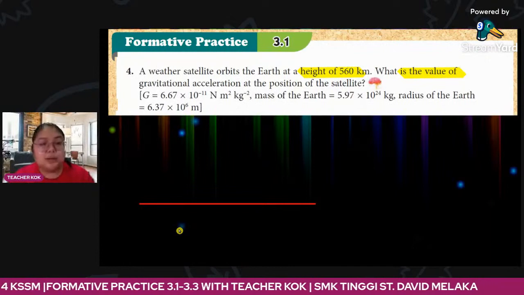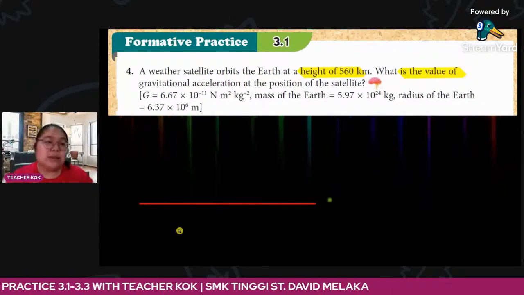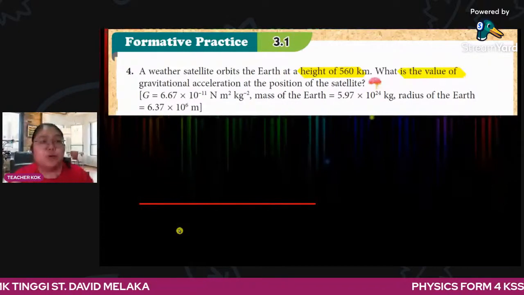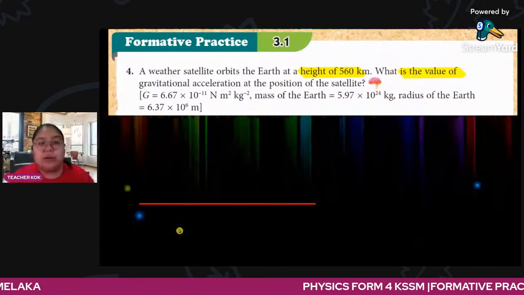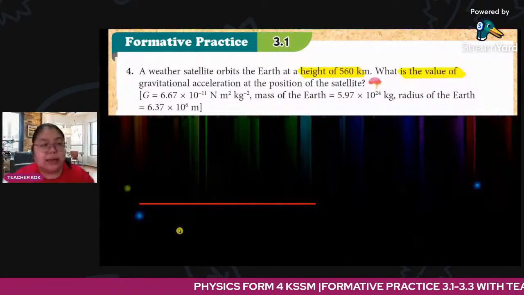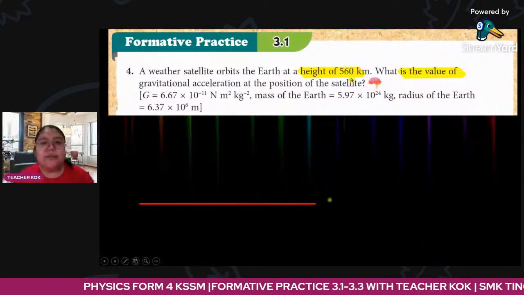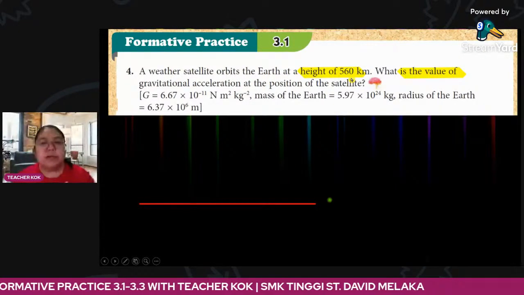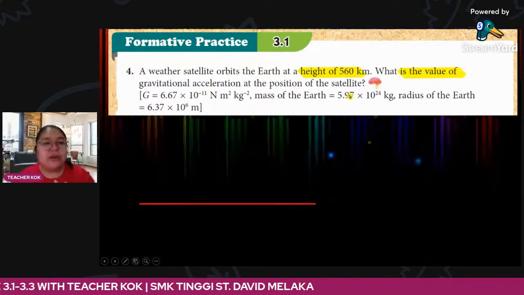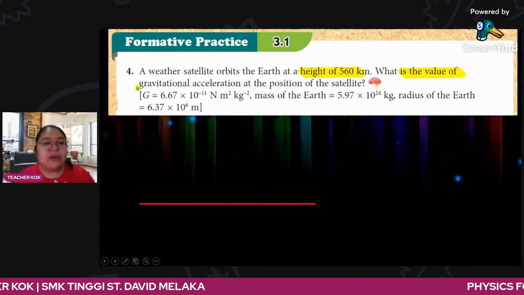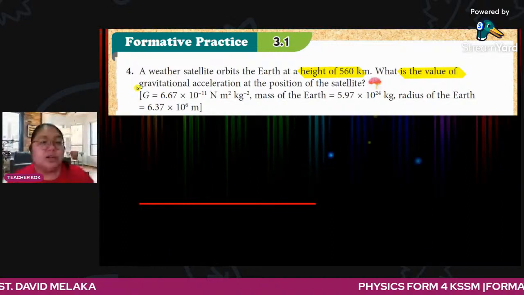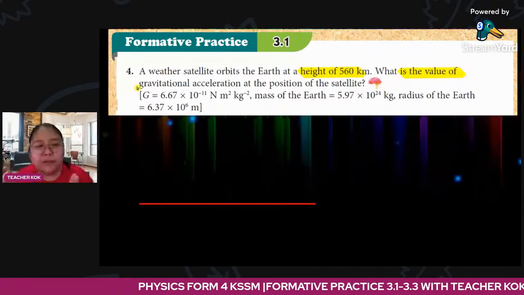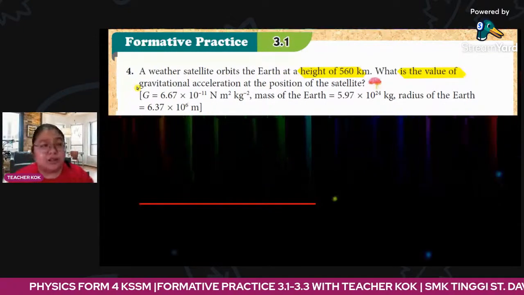Number 4, you see the weather satellite. When you see a satellite, you must be careful because you need to add one more step: the radius of the Earth plus the height of the satellite. Now they tell you the height is 560 kilometer. What is the value of the gravitational acceleration at the position of the satellite? See the question: gravitational acceleration. They never ask about the force, so you need to recall the formula for gravitational acceleration.